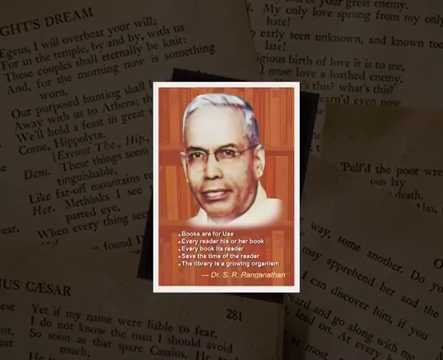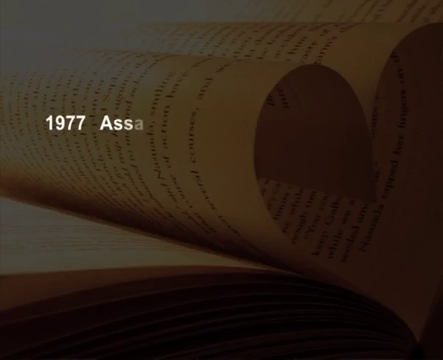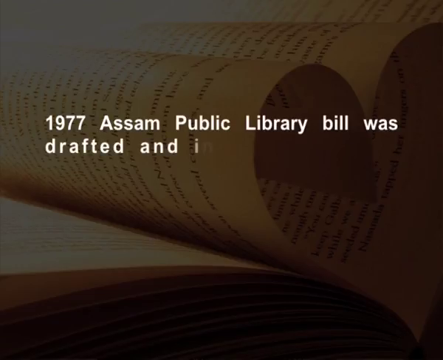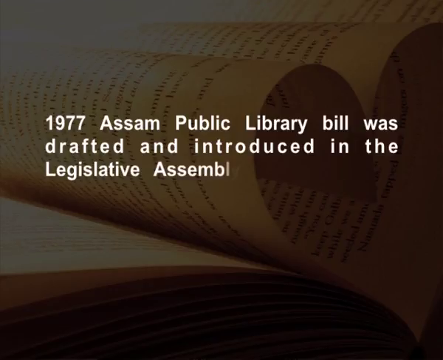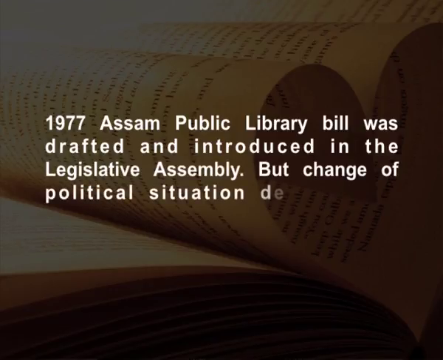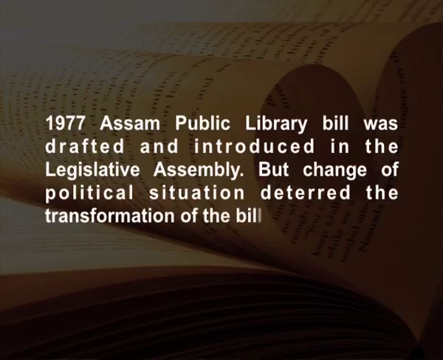First draft of Public Library Bill was made for Assam by S.R. Ranganathan in 1964. In 1977, Assam Public Library Bill was drafted and introduced in the Legislative Assembly, but change of political situation deterred the transformation of the bill into Act. From 1986, fresh attempts were initiated by the Library Association towards enactment of the Assam Public Libraries Act. A draft Assam State Public Library and Information Bill made by a government appointed committee has been submitted and now it is in the process of being accepted.